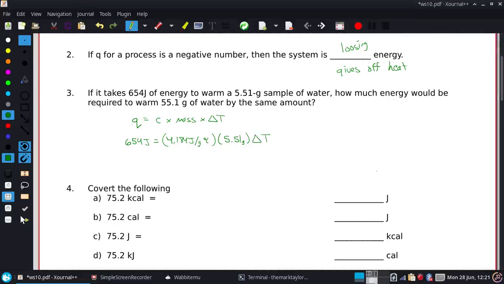All right, now, once we have that number, we just redo this calculation. Because it says we want to warm the water by the same amount, so the delta T would be whatever we solve this one for. We'd solve for our Q. It's 55.